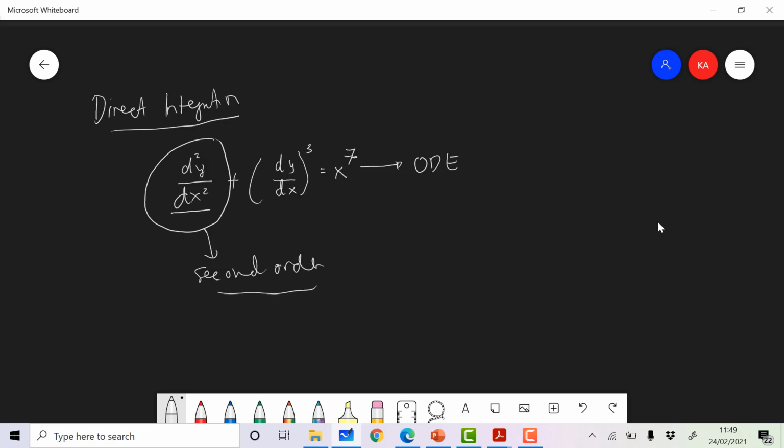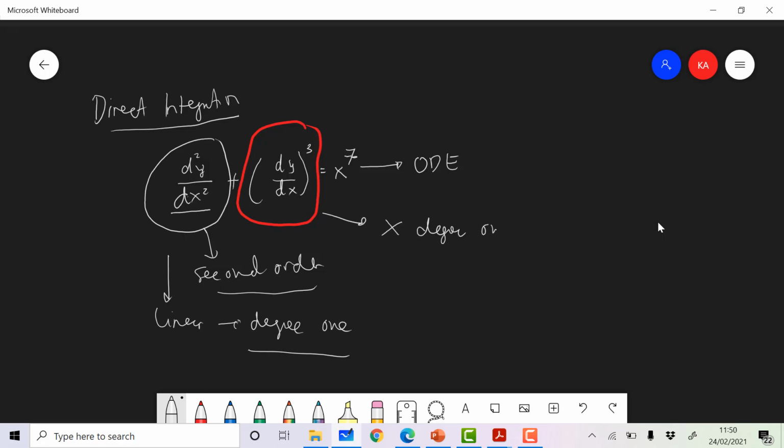And the first part is linear, because the degree is 1. But the term here is not degree 1, right? Because this is not degree 1, this equation is not linear, so we can conclude that this is a non-linear ODE. Okay.